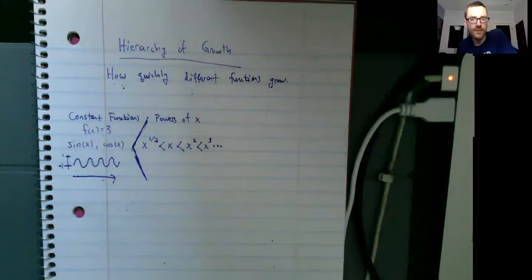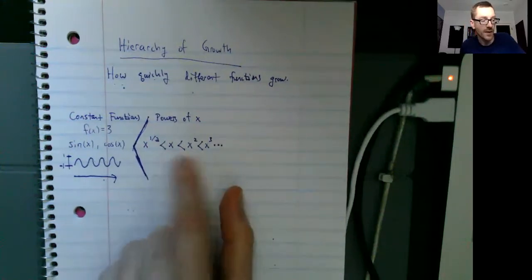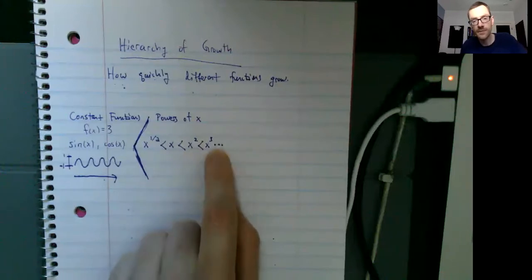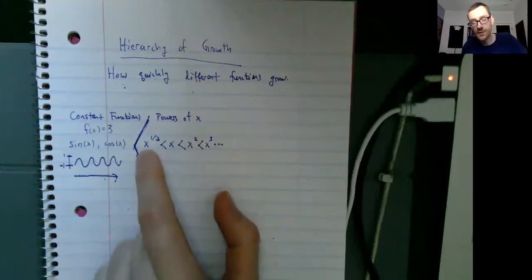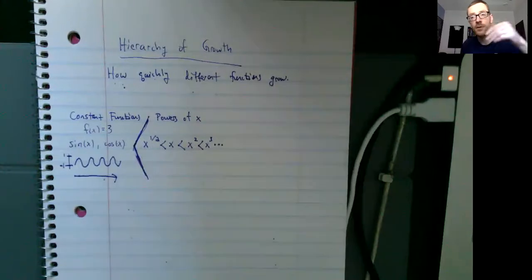So powers of x, when I say powers of x, I mean functions like this, right? X squared is a function, x to the third is a function, x to the 1/2 is a function. Those are all functions that you could describe as powers of x. And what do I mean with these less than signs? I mean a couple of things.